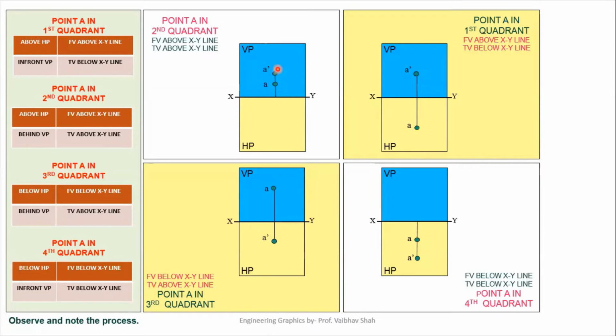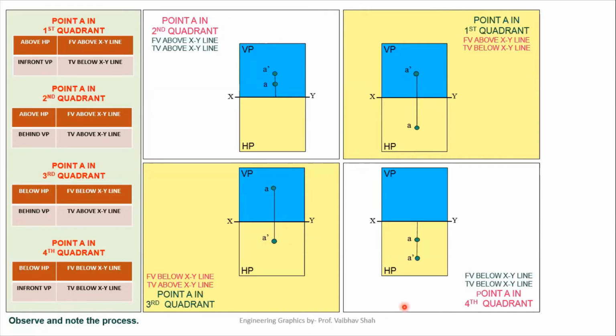Now, for a point in the third quadrant, we know that if your point is in the third quadrant, it would be below HP and behind VP. Since your point is below HP, its front view is below the XY line. That means A dash would be below the XY line, and behind VP means you will get its top view above the XY line. That means your point A without any dash would be above the XY line. So let us first draw the XY line. You will plot one point A, or top view, above the XY line, and on the same line you will plot A dash, or your front view, below your XY line.